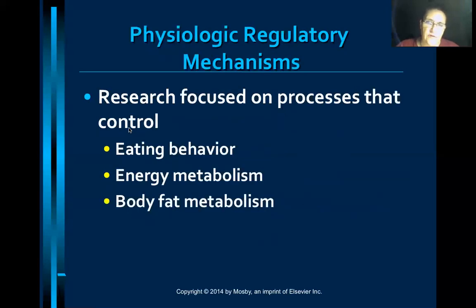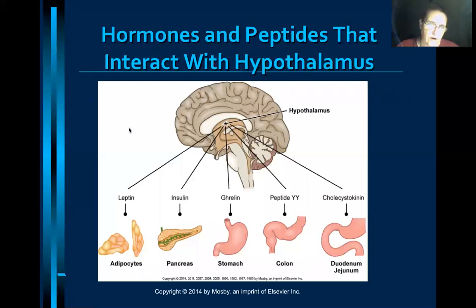Research has focused on processes that control eating behavior, energy metabolism, and body fat metabolism. And so knowing how appetite is triggered and energy is expended provides important information for understanding obesity, as well as specific targets for the development of drugs. Wouldn't it be nice if we could just start taking a drug and it would solve the problem?